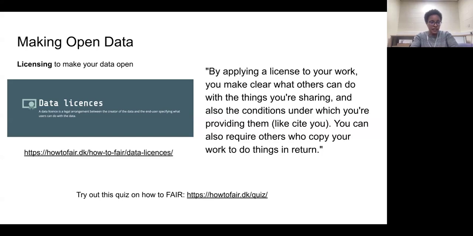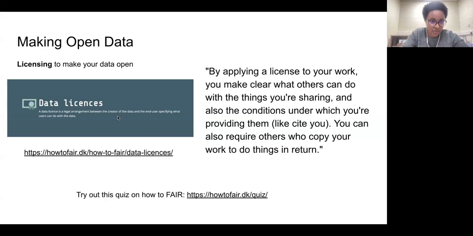And another thing about making data open, consider what type of licenses your data needs. Data licenses are legal agreements between the creator of the data and the end user, specifying what users can and cannot do with your data. So it really minimizes the situation where you have multiple formats of the same data, and that data has been modified so much that it has lost its context. When you have a license attached to your data, it tells people what is restricted, what they cannot do, and all that.